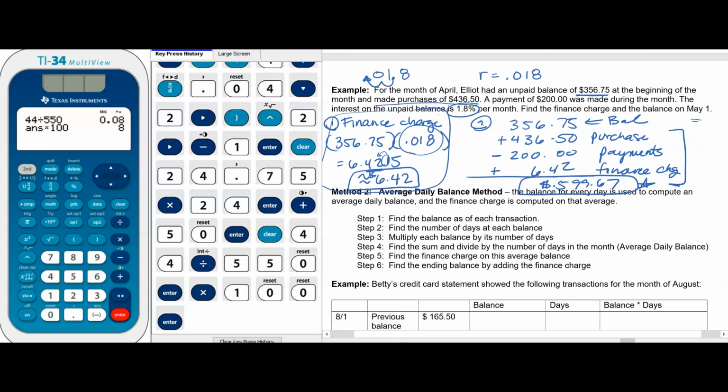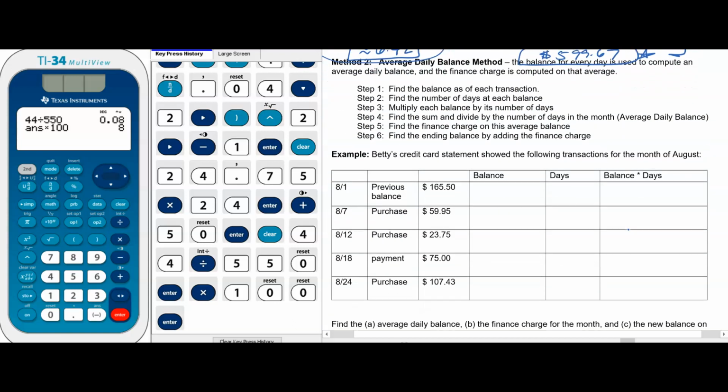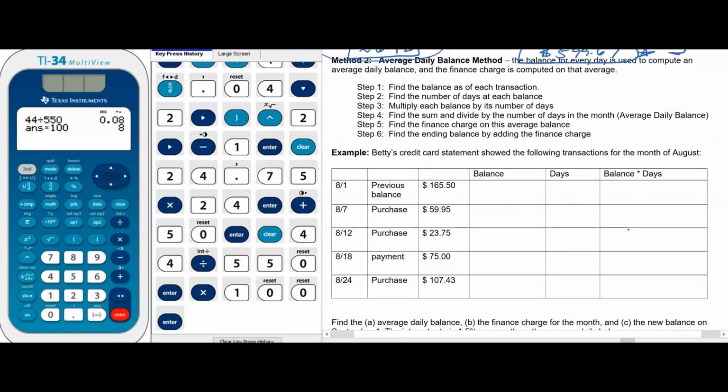So the next method is called the average daily balance method. Now this is a long problem, so bear with me here. It's the last problem in the section. I wouldn't say it's hard necessarily. It's simple in a sense, but it's complex because there's a lot of steps. So there's a lot of places where you can make a mistake. So I would just go slow and try to be really careful when you put numbers into your calculator.